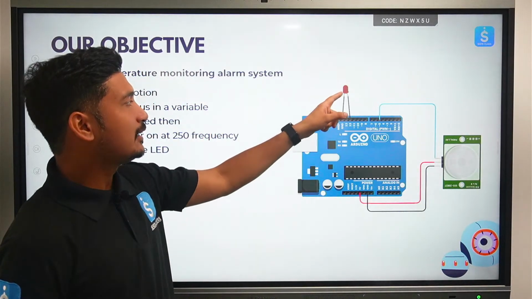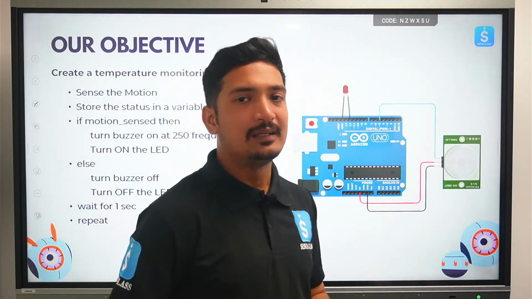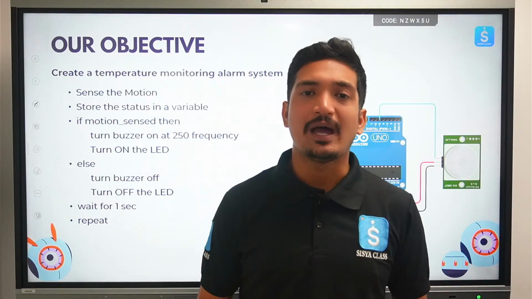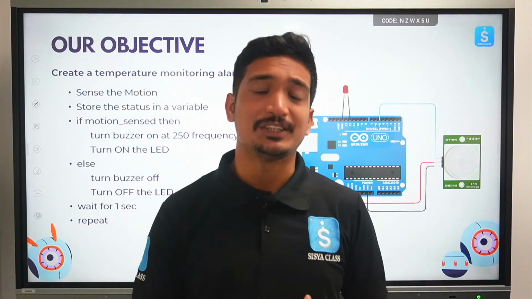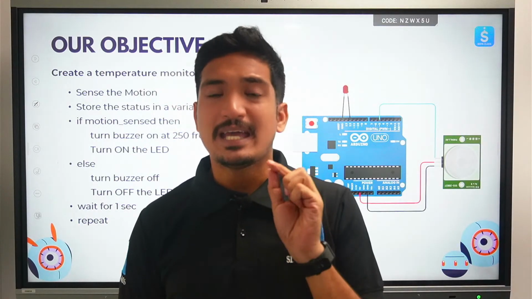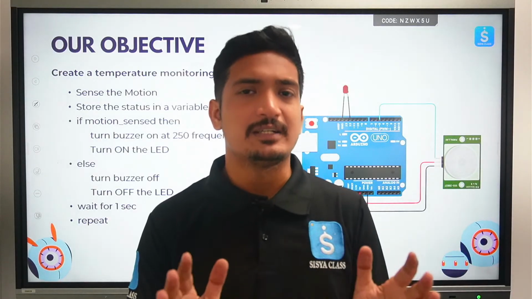Then you can connect an LED with any one of the digital pins. Along with that, if time permits, we'll also add a piezo buzzer over here. And again, if you remember yesterday's session, a piezo buzzer can be connected with any of the digital pins. So that's how the circuit diagram will look.